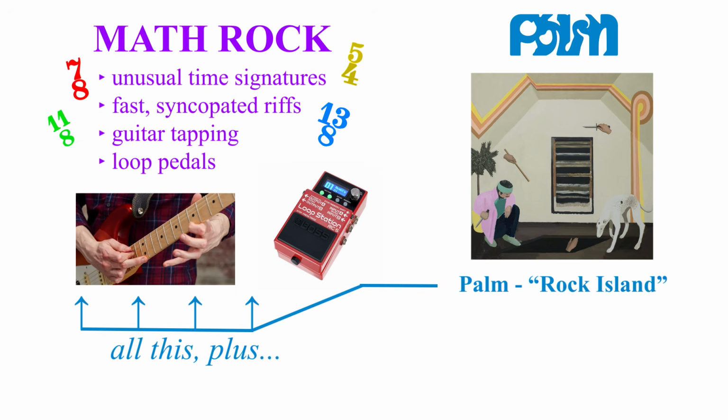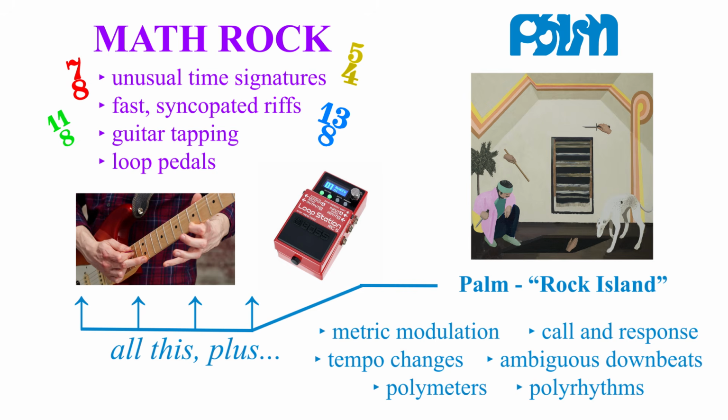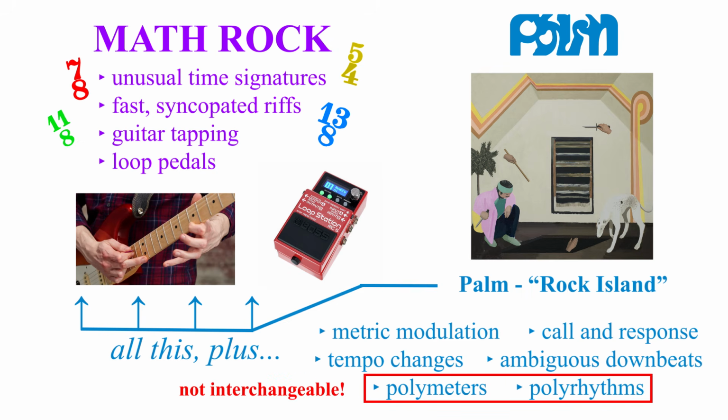with more advanced rhythmic techniques such as metric modulation, call and response phrasing, tempo changes, ambiguous downbeats, and of course, extensive use of good old polymeters and polyrhythms. Some of you might be surprised to learn that the terms polymeter and polyrhythm are not, in fact, interchangeable. To illustrate, let's take a listen to Palm's song Bread, which makes separate use of both of these techniques along with quite a few others.